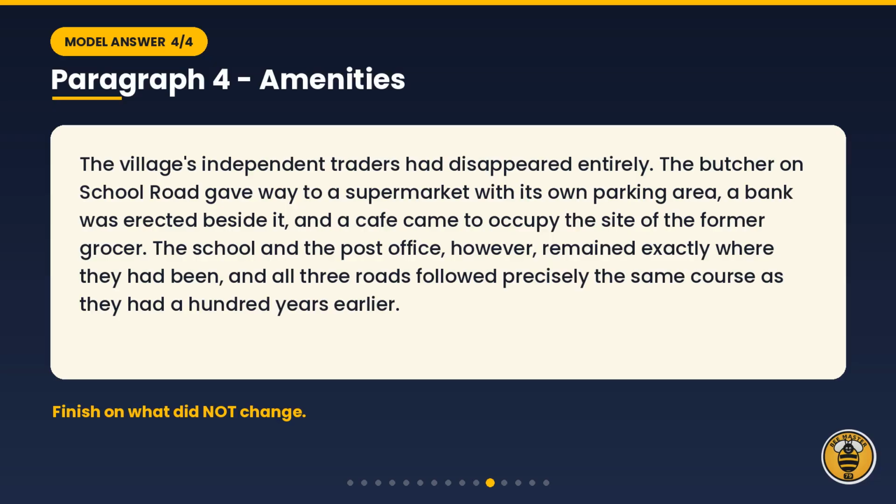Paragraph 4. The amenities. The village's independent traders had disappeared entirely. The butcher on School Road gave way to a supermarket with its own parking area, a bank was erected beside it, and a cafe came to occupy the site of the former grocer. The school and the post office, however, remained exactly where they had been, and all 3 roads followed precisely the same course as they had 100 years earlier. Notice that I finished on what did not change. It closes the answer and it guarantees the examiner sees the continuity point.